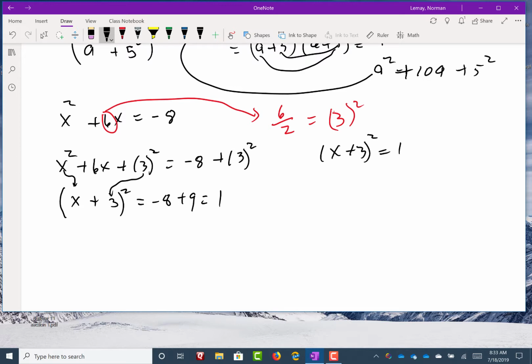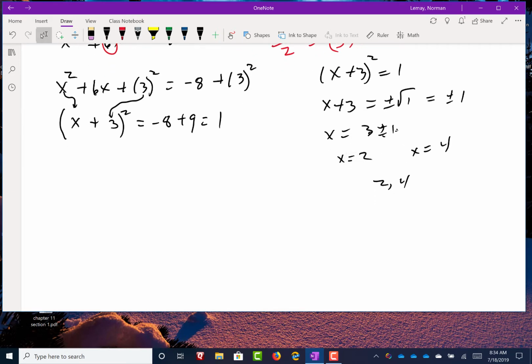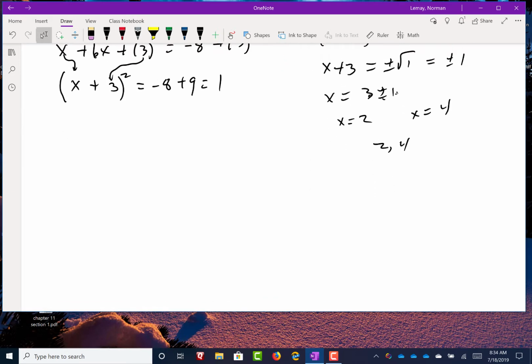So now notice this is just like what we had before. Take the square root of both sides. So x plus 3 equals plus or minus the square root of 1, which is just plus or minus 1. So now we get x equals negative 3 plus or minus 1. So x equals negative 3 minus 1, and x equals negative 3 plus 1. So our answers are 2, 4. All right. Let's take a look at one more.